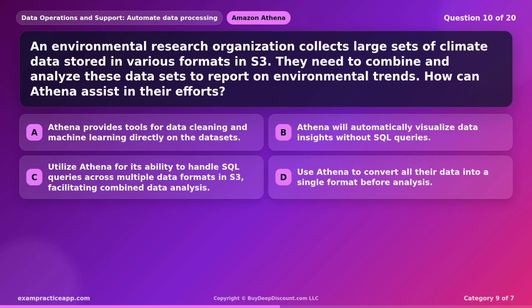The correct answer is option C. Utilize Athena for its ability to handle SQL queries across multiple data formats in S3, facilitating combined data analysis. Explanation. Amazon Athena is particularly useful for the organization as it supports querying data in various formats directly from S3. This feature allows researchers to perform complex SQL queries across combined datasets, enabling them to analyze and report on environmental trends effectively without extensive data pre-processing.